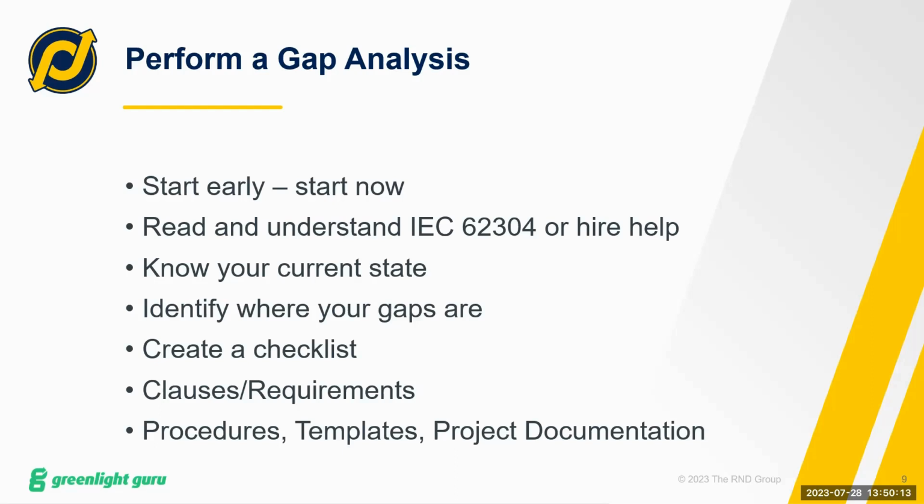So by doing this gap analysis, you're going to create a checklist. You're going to identify the clauses, which basically become the requirements of 62304. And you're going to fill in, I use an Excel spreadsheet, and fill in where you're meeting these, or, if you're not, note that you're not, but you want to figure out where you are so you can see the gaps and know where you need to be. What I do is, like I said, I have a checklist, and the clauses and requirements are at the beginning of it. And then I identify where we have things covered in procedures, templates, and perhaps project documentation.